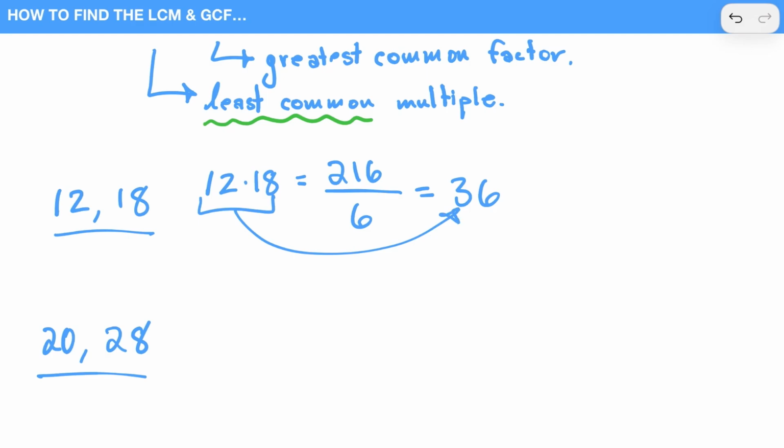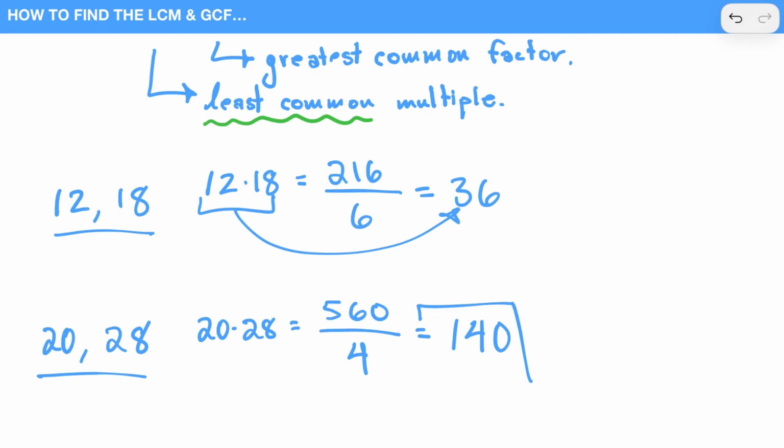How about 20 and 28? Well, 20 times 28 is equal to 560. And what's the greatest common factor of 20 and 28? Is it 2? Is it 4? I think it's 4. Yep, it's 4. If I divide this by 4, I get 140, which is the least common multiple of 20 and 28.